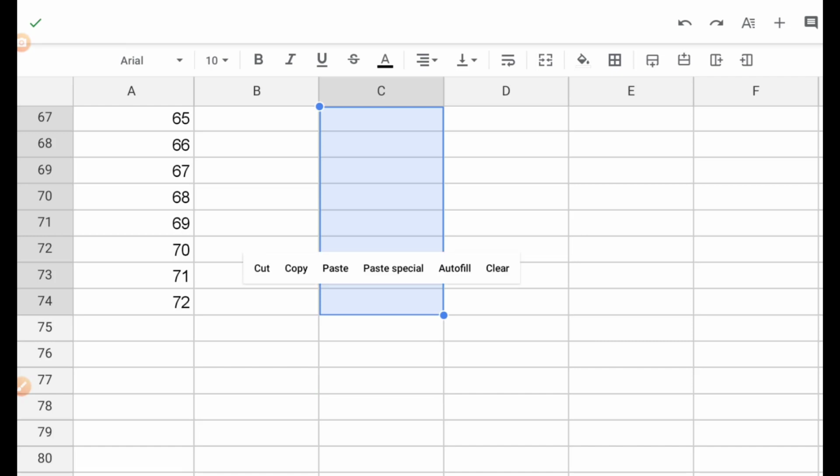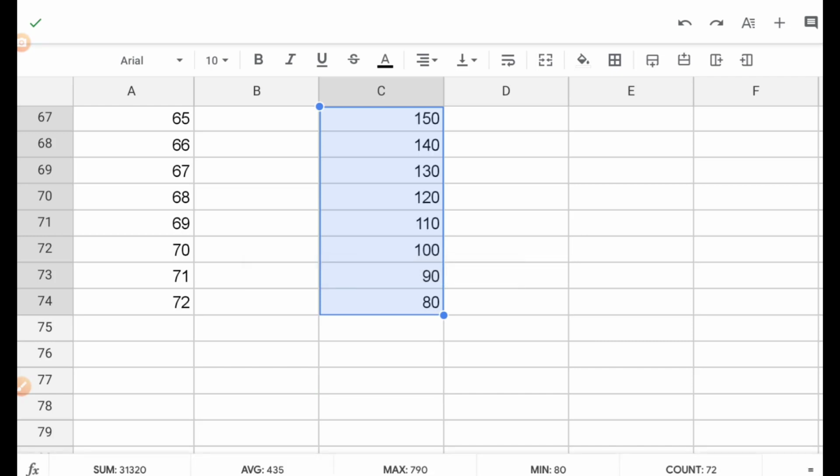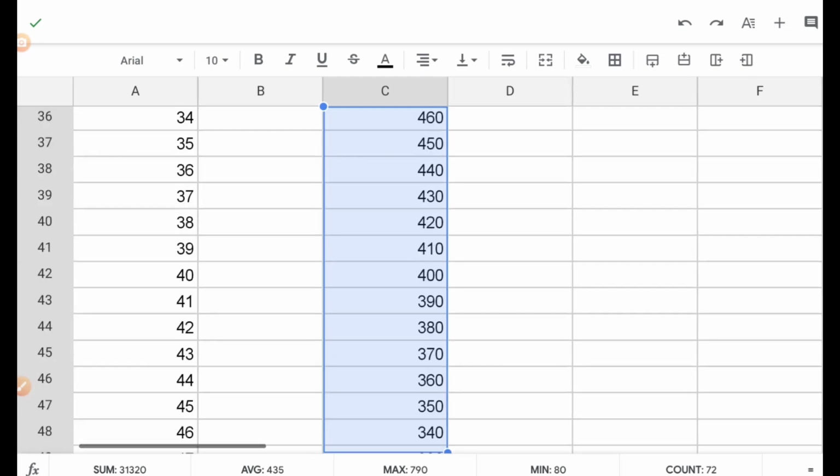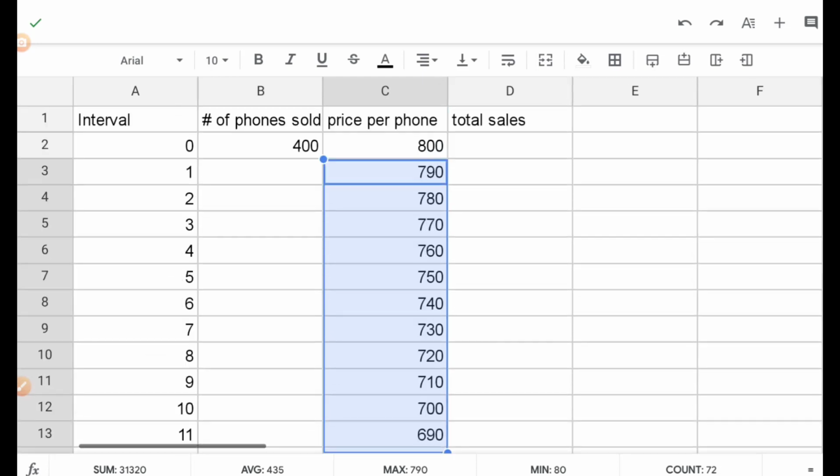Now let's paste the rule in there. Perfect. So as you can see, it keeps decreasing by 10, decreasing by 10. So if we go all the way back up, that's why I named these intervals. After one interval, that means after you decrease the price by $10, you're at 790. If you do another interval, now you're at 780. You do another interval, now you're at 770.